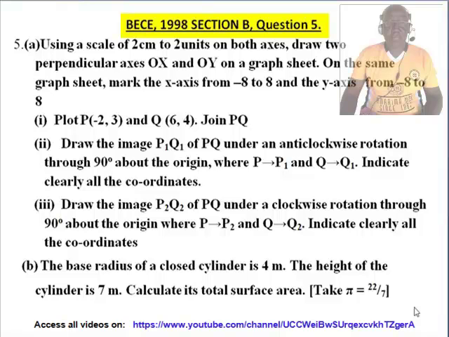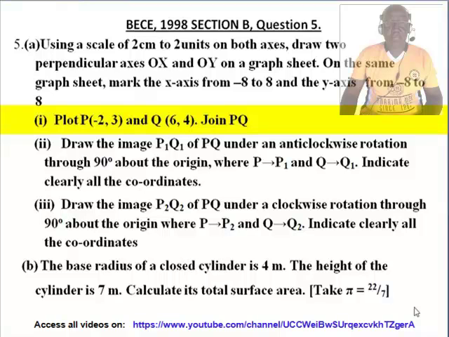BECE, 1998, Section B, Question 5. 5a. Using a scale of 2 cm to 2 units on both axes, draw 2 perpendicular axes OX and OY on a graph sheet. On the same graph sheet, mark the x-axis from −8 to 8, and the y-axis from −8 to 8. Plot P with coordinates (−2, 3) and Q with coordinates (6, 4).